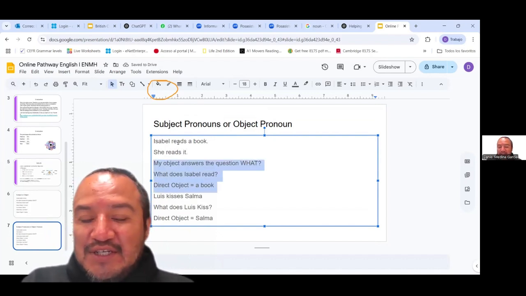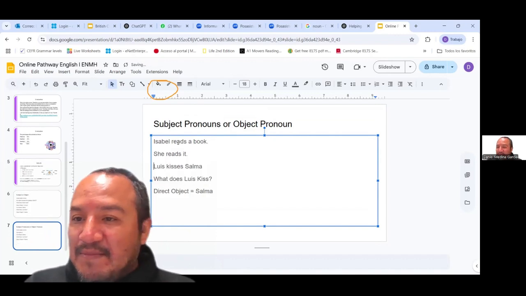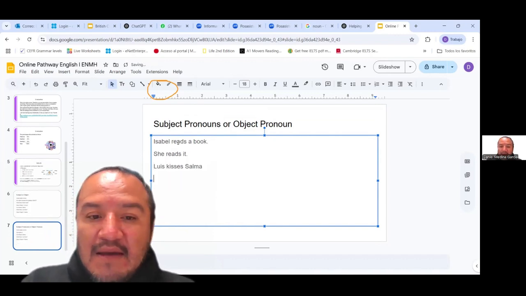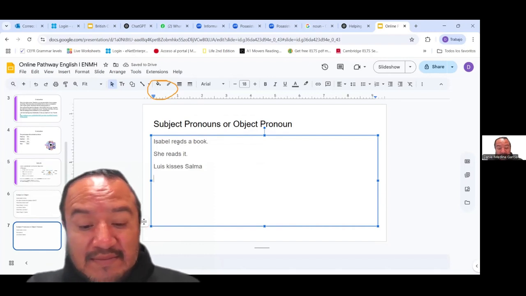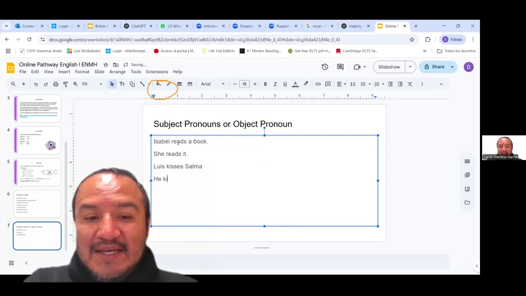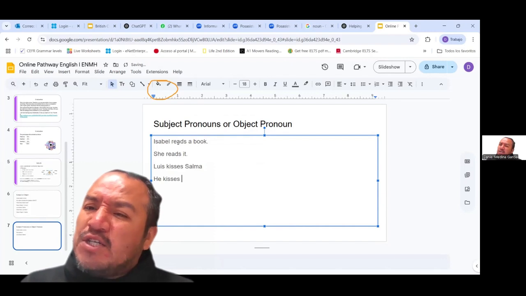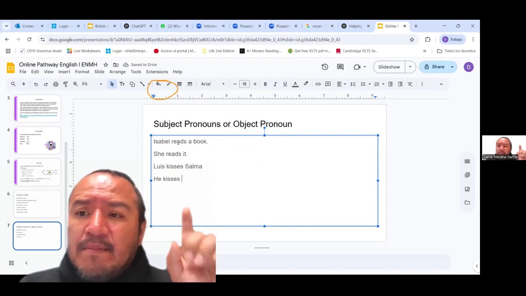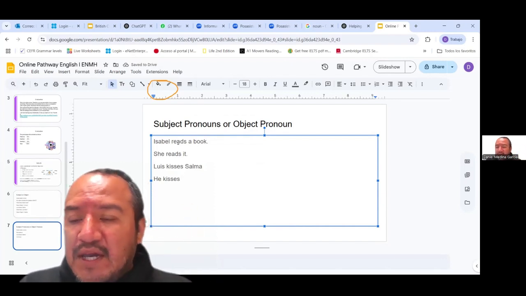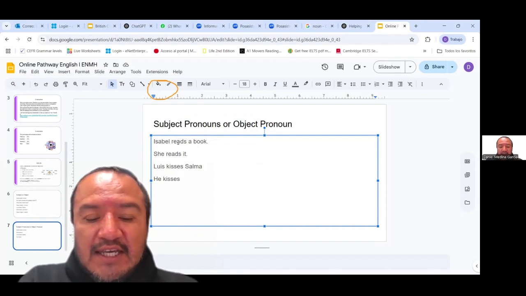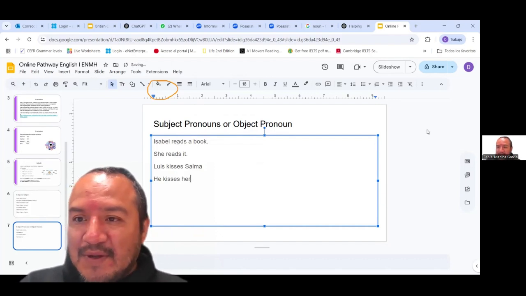I can also switch. Luis kisses Alma. What is the pronoun for Luis? It's a boy. So we say he kisses she. In this case, no, because she is a subject and we need an object. So we say he kisses her. Okay?